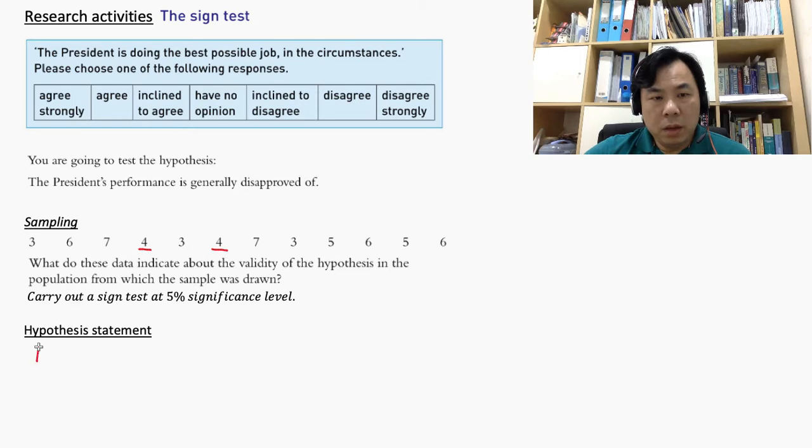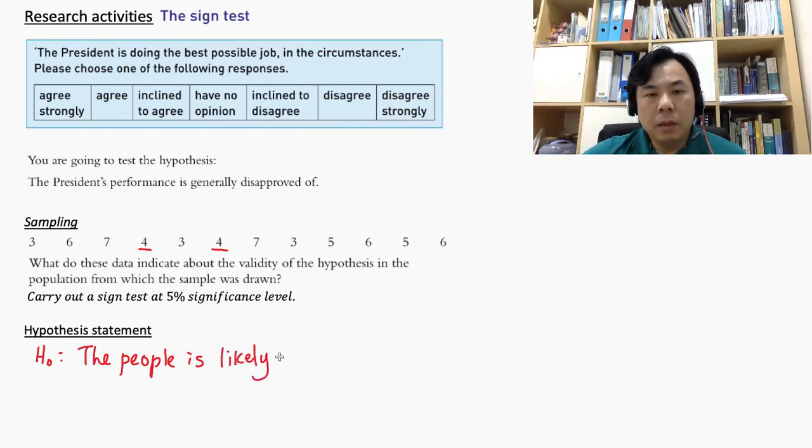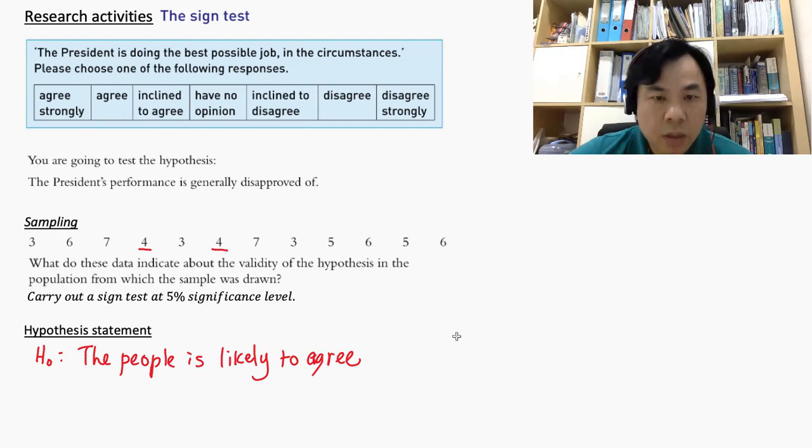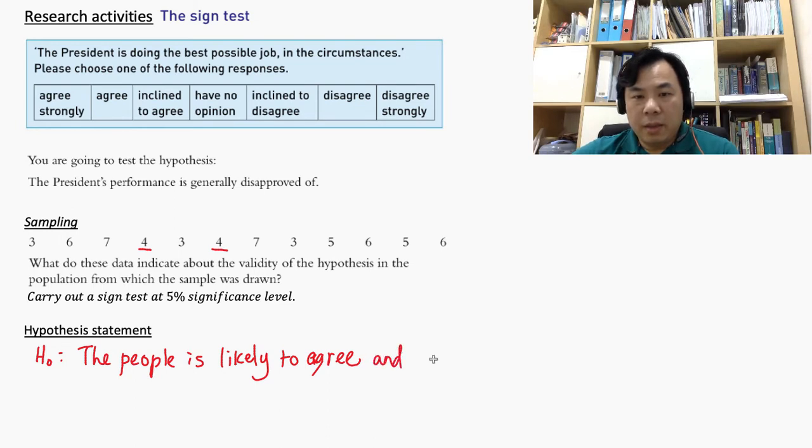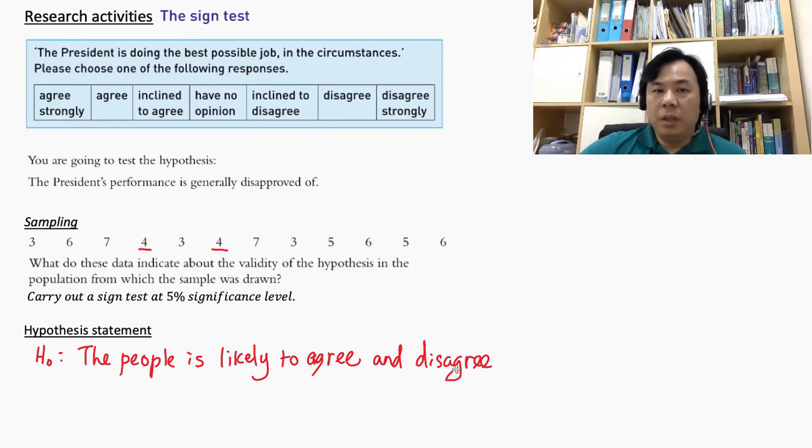The null hypothesis would be that the people are likely to agree or disagree with the statements given here. I just put it short here.